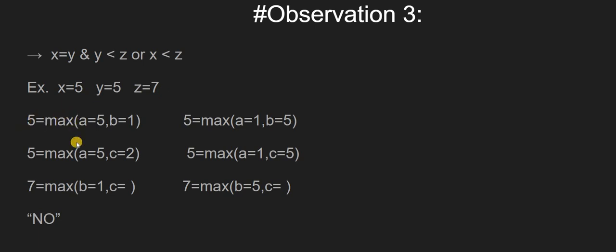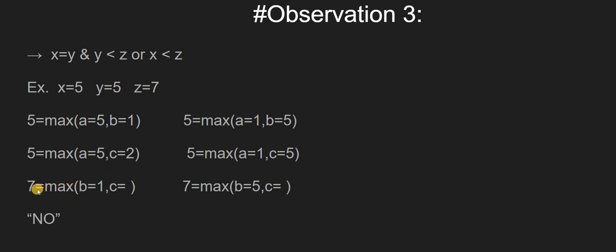So let us make some possible conditions and check if they are possible or not. So this is x, y, z and maximum of a, b. Let us assume a equals 5 and b equals 1, so the maximum will be 5. Till now, no problem. Next, it should be maximum of a, c. So a equals 5 and c equals 2. Let us take any value of c which is less than 5, because the max should be 5. So let us take c equals 2.